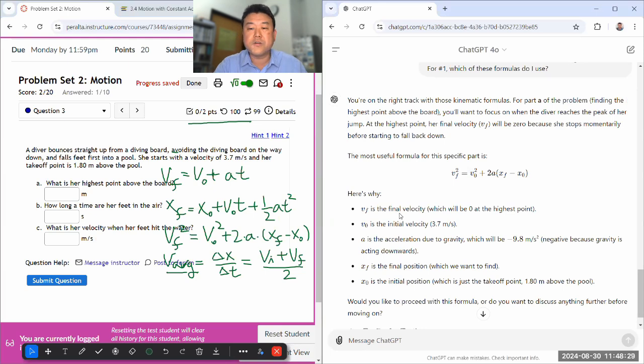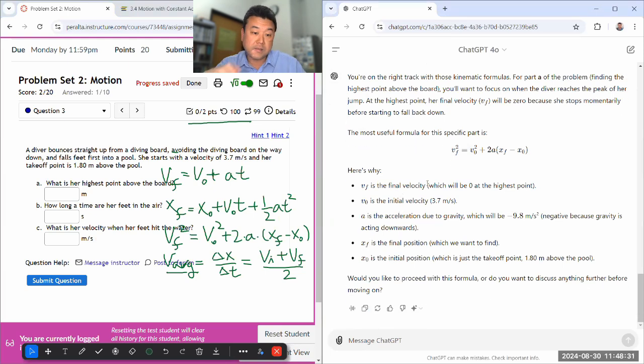I guess the main thing is that as you look at any of the other formulas, you'll realize, oh, I don't know the time, so I have to first figure it out. If you're using the v squared formula, then you can figure out all the information. The final velocity will be 0. You are given the initial velocity. You know the acceleration, which will be gravity. You know the final position, which you want to find. You know the initial position, 1.8 meters above the pool.